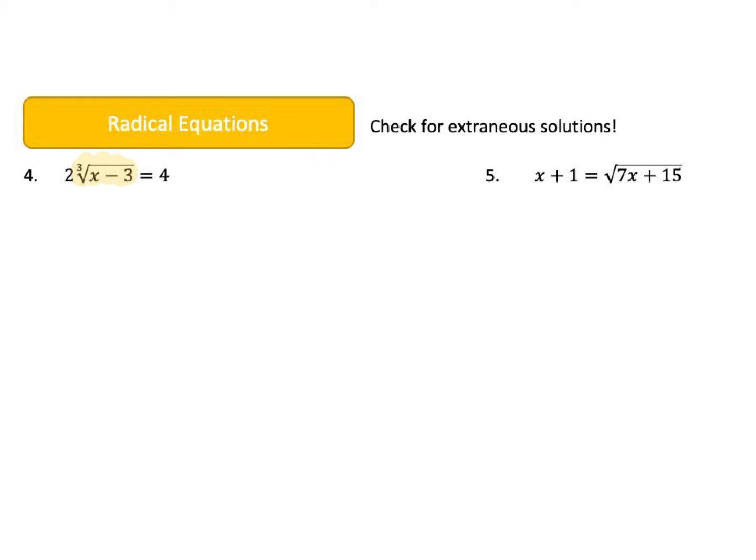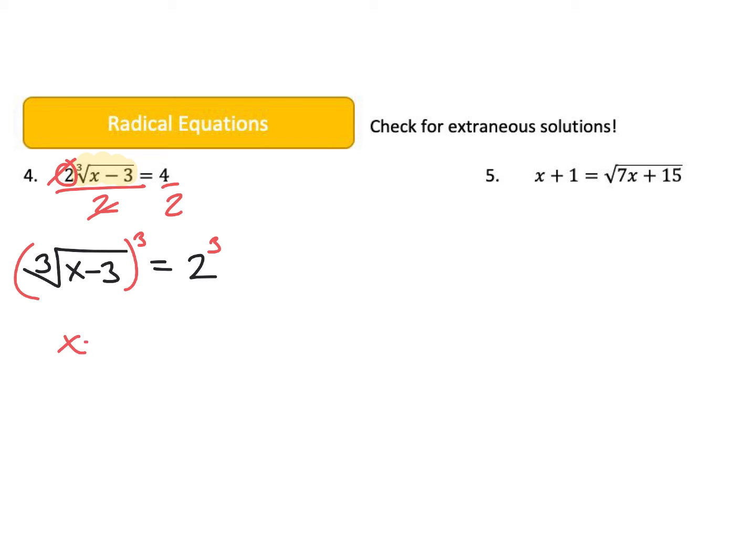So I need to begin by getting rid of this 2 out front, so I'm going to divide both sides by 2, which would produce the cube root of x minus 3 is equal to 2. Now, to get rid of this cube root, I'm going to do the inverse, which means I cube both sides. That produces the radicand of x minus 3 is equal to 8. Lastly, add 3 to both sides, and I get x equals 11 for an answer.